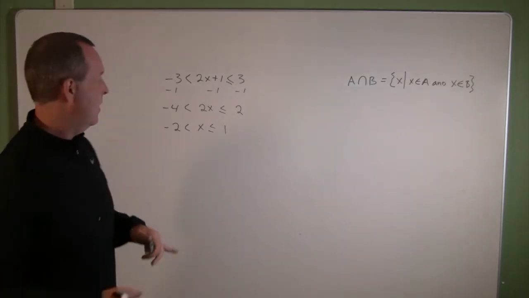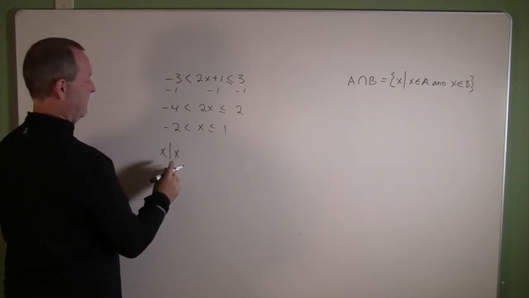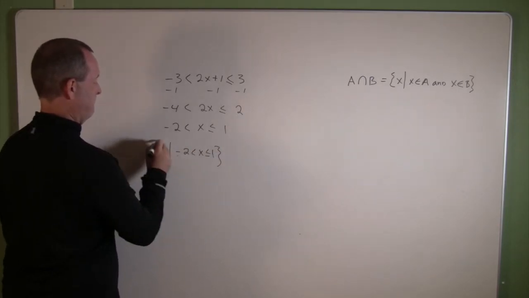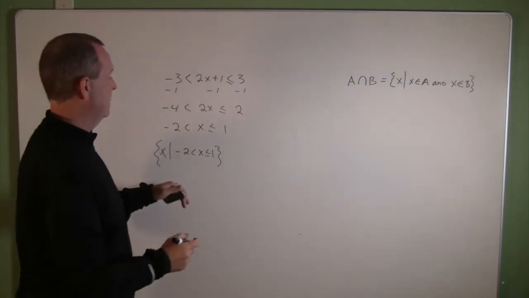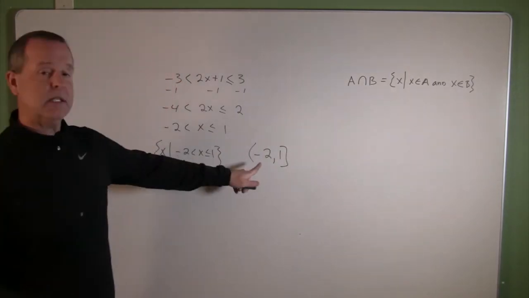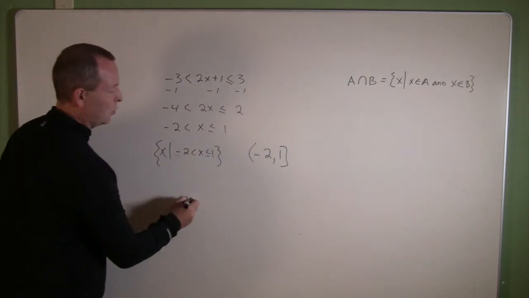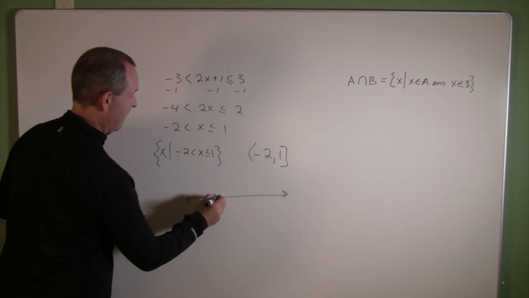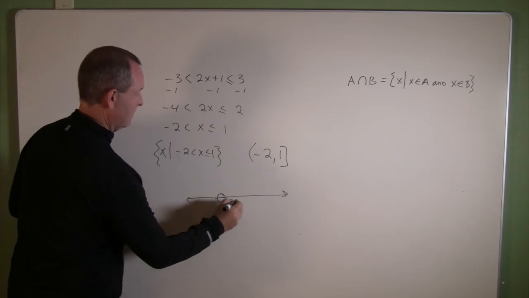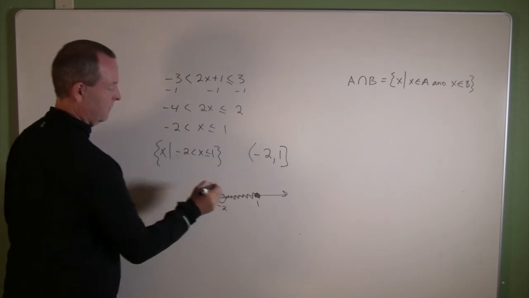Let's write that out. I can write it out in set builder, which is all x such that x is this. Set builder notation, interval notation. All my solutions are between -2, soft bracket, and 1, hard bracket. And I can also write the solutions graphically. So I have -2, and I have 1, and all my solutions in between.